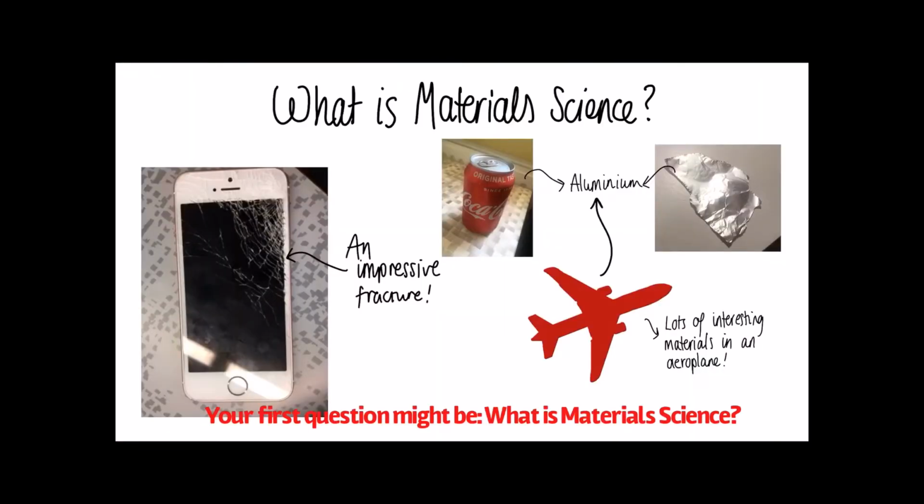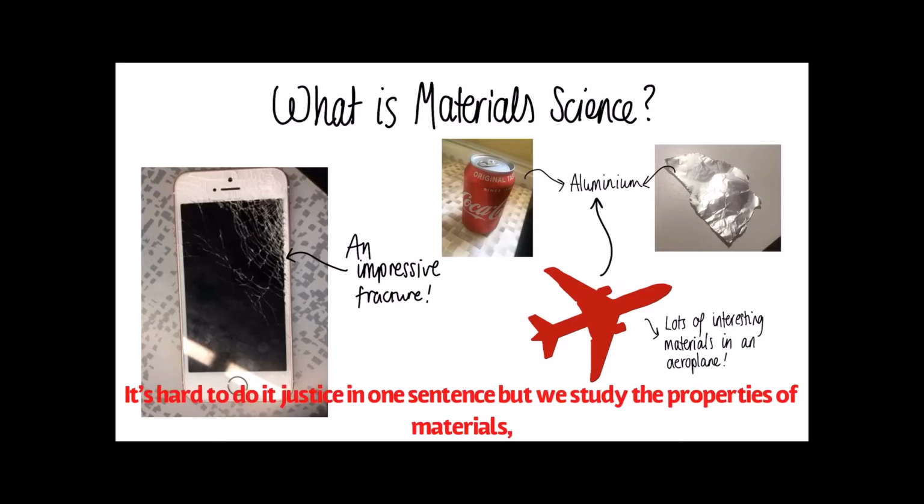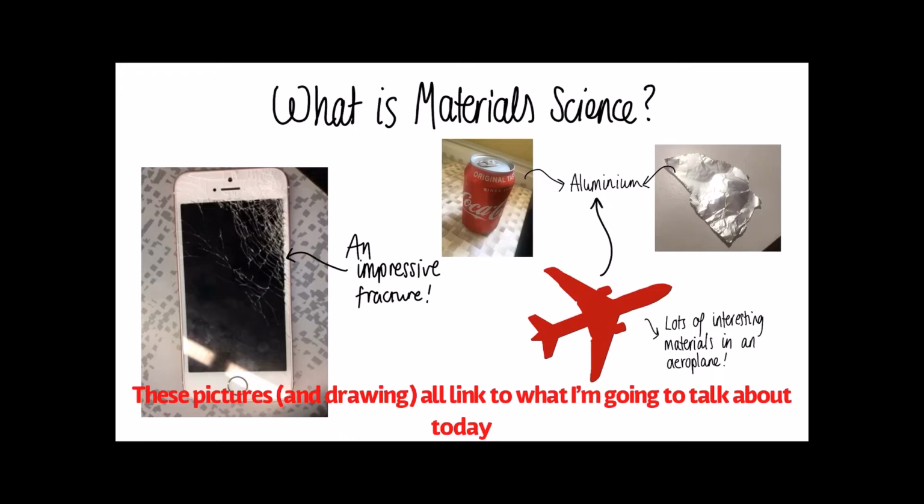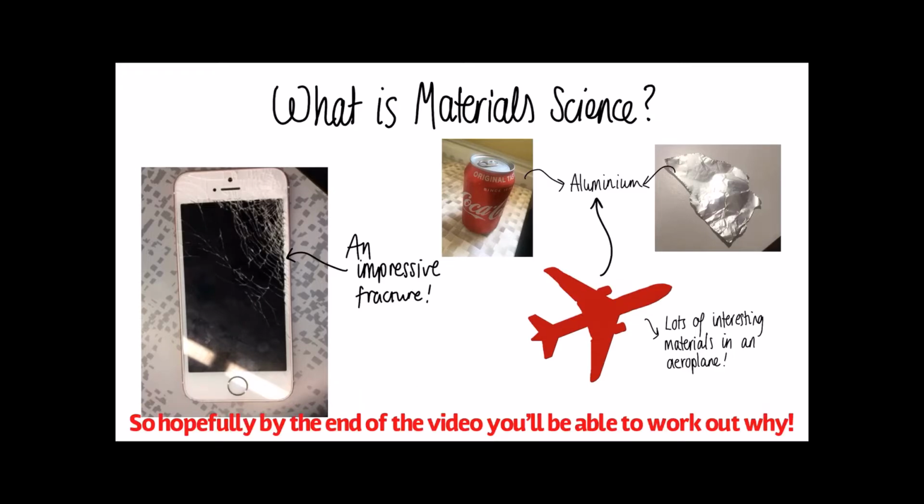Your first question might be, what is material science? It's hard to do it justice in one sentence, but we study the properties of materials, the science behind those properties, and how we can use that knowledge to change the material's properties. These pictures and drawings all link to what I'm going to talk to you about today, so hopefully by the end of the video you'll have worked out why.